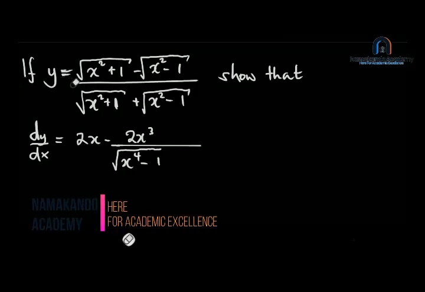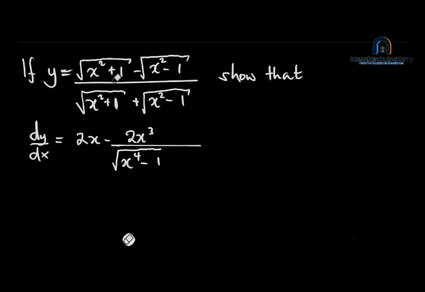If y is equal to square root of x squared plus 1 minus square root of x squared minus 1, over the square root of x squared plus 1 plus square root of x squared minus 1, show that the derivative is equal to 2x minus 2x cubed over the square root of x to the power 4 minus 1. Okay, so let's get started.